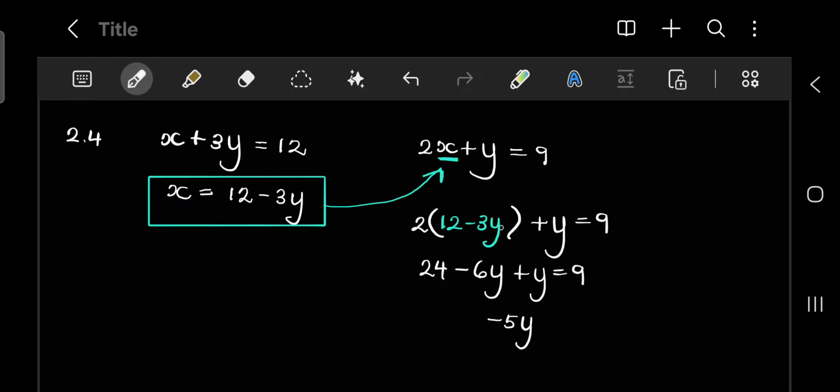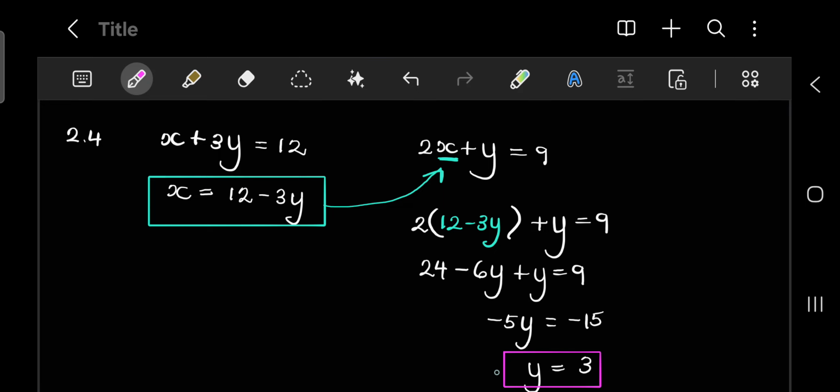We're now going to take this 2 and multiply into the bracket to give us 24 minus 6y plus y is equal to 9. Gathering like terms, we've got negative 6y plus y, which is negative 5y. We're going to take this 24 over to the right. It is going to subtract to give you negative 15. We're now going to divide throughout by negative 5, and we are left with y is equal to 3. So we've managed to solve for y.